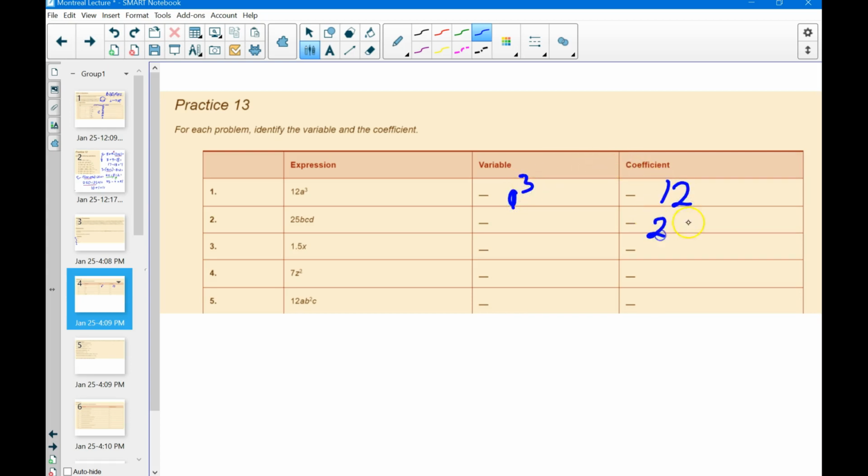Coefficient is 25, and we have b, c, d. Coefficient is 1.5, and we have an x. Coefficient is 7, we have z squared. Coefficient is 12, and we have a b squared c. So that's pretty basic. The coefficient is the number in front, and the variable is just the letter.